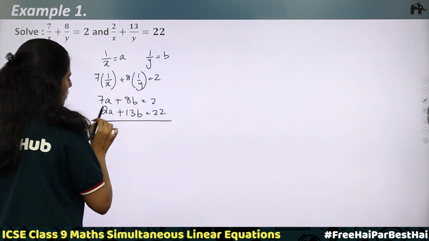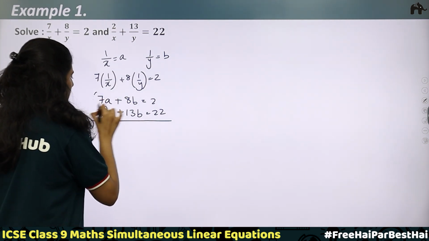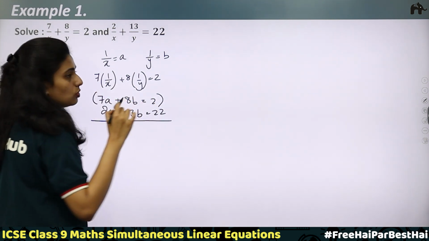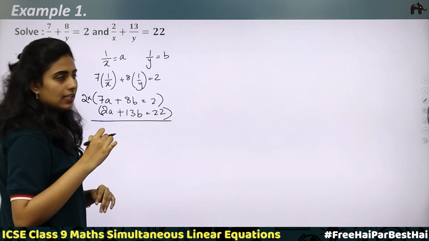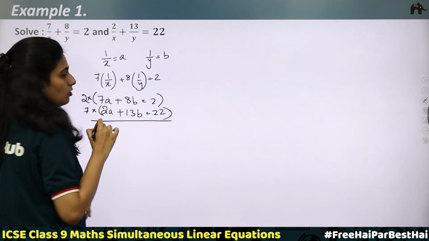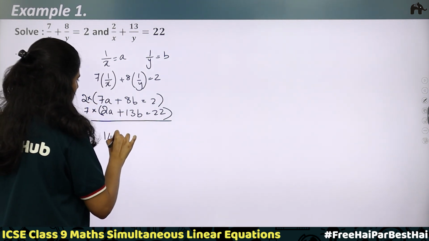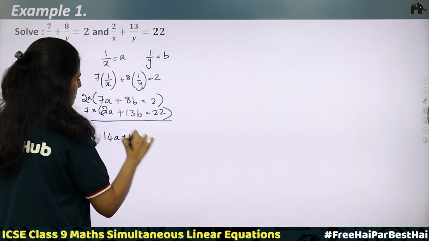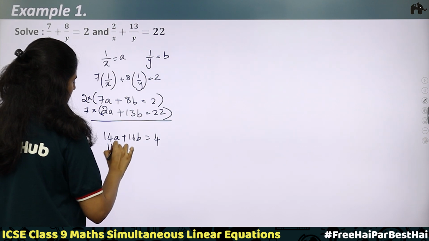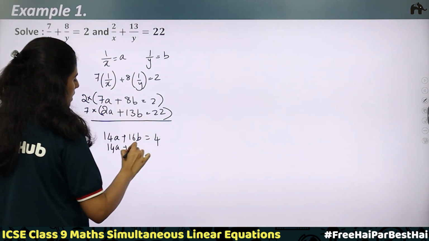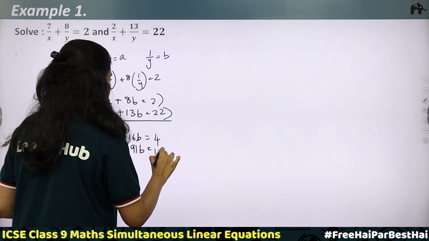Now you can see that to make the a containing terms the same, what should be done? Throughout the first equation, we are going to multiply with 2, and throughout the second equation, we are going to multiply with 7. Then what do we get? Here, 2 into 7a, which is 14a, plus 2 into 8b, 16b, is equal to 2 into 2, 4. 7 into 2a, 14a, plus 7 into 13b, 91b, is equal to 7 into 22, which is 154.